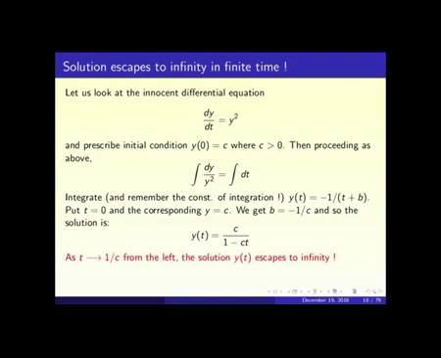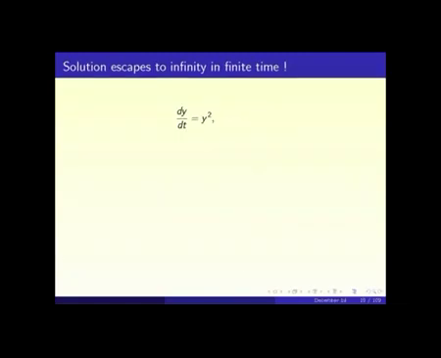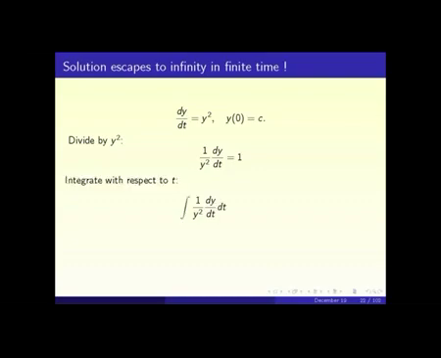Then proceeding as above, what do I mean by proceeding as above? We divide by y squared and integrate both sides with respect to t. So let's do that. We're looking at dy/dt = y², y(0) = c. We divide by y squared: (1/y²) dy/dt = 1. So integrate both sides with respect to time t. We get the integral of (1/y²) dy/dt equals the integral of dt. That's exactly what we did.